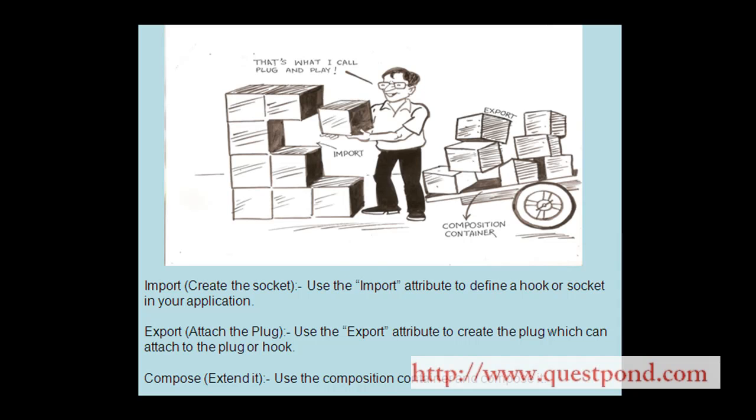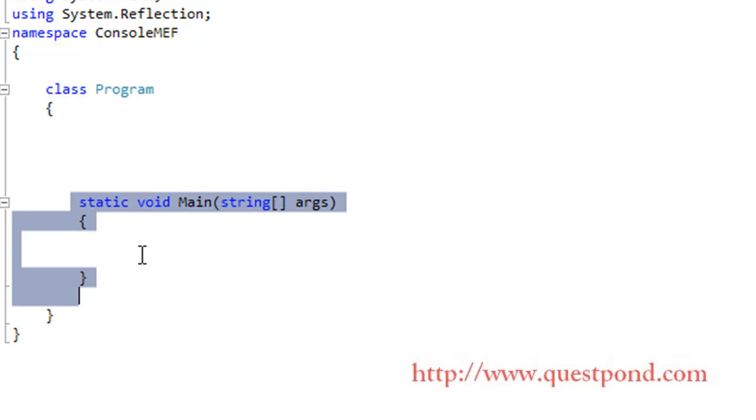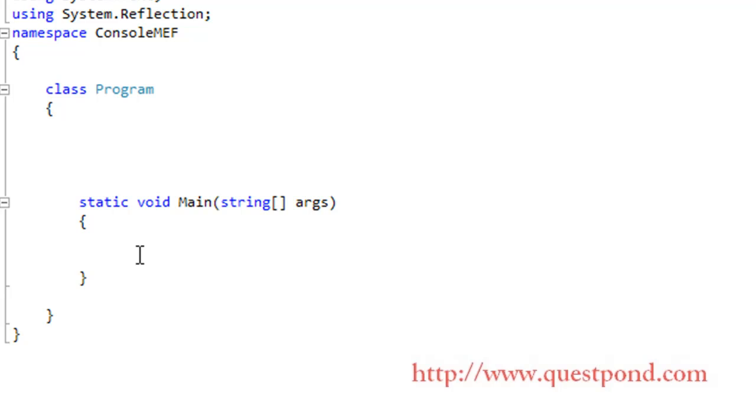Now we'll do a simple sample of MEF, and we'll see how these three steps can be implemented in actual Visual Studio. So let's demonstrate MEF by using a simple console application. You can see that I have created a simple console application, and currently this application has nothing as such. It just has a static void main, no implementation. Now what I want is to provide functionality where external vendors can connect and extend this application.